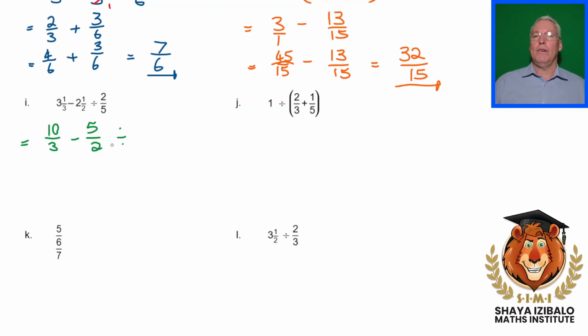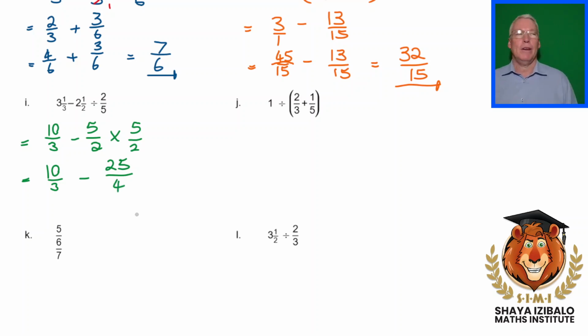Okay, now we need to do this division first. So in fact, we're going to change that. Divide. How do we divide fractions? We tip and times. We're going to change this to a times, and that 2/5 is going to become 5 over 2. Okay, now we've got 10/3, and we want to subtract 25 over 4. Notice we've multiplied the tops and we've multiplied the bottoms. That's how we multiply fractions.